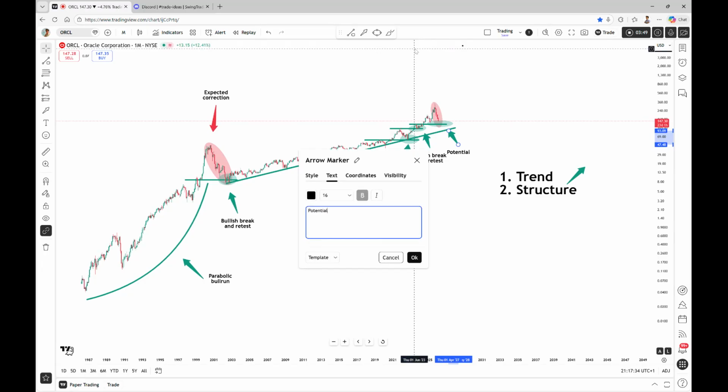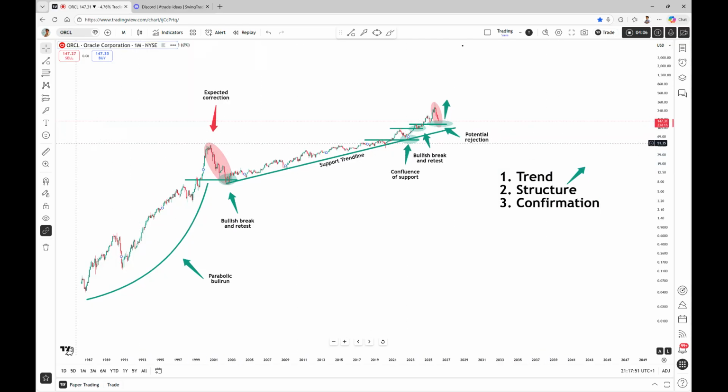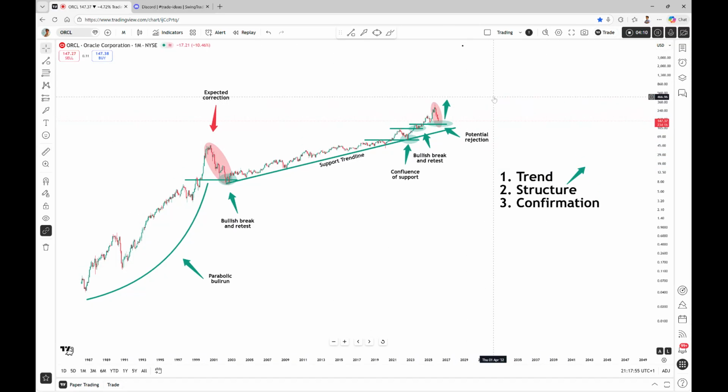Therefore, it's quite likely that if Oracle actually retests this horizontal structure, that we will see a potential bullish rejection higher. Here, obviously, you still have to make sure that you don't go ahead and just catch this falling knife, but you ultimately wait for a lot of bullish confirmation on the smaller time frame. But then there is a quite high chance that we will see at least a rally of 60%, if not, and I know this is a bold call, if not new all-time highs in the near future on Oracle.